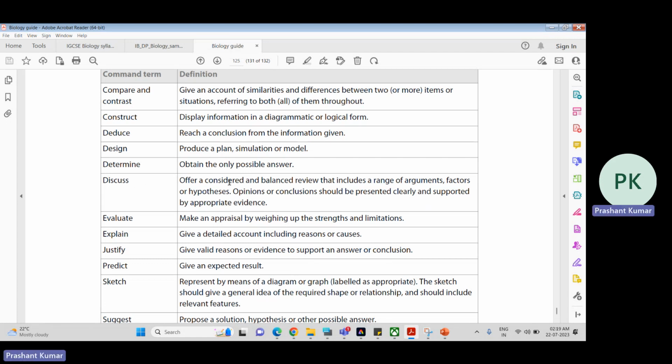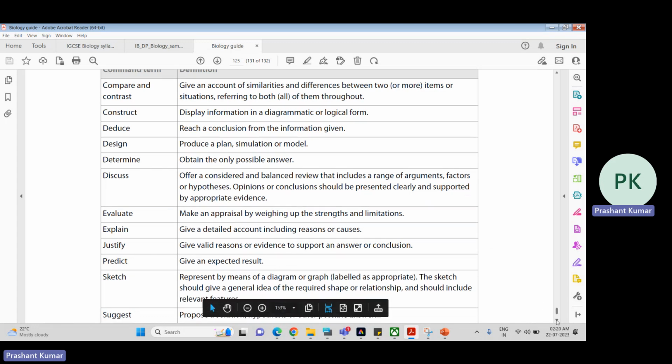When we say discuss, offer a considered and balanced review that includes a range of arguments, factors, or hypotheses. You can also discuss the opinion, the outcome of the results or conclusion in a very supportive way by giving all the evidence. Evaluate: make an appraisal by weighing up strengths and limitations. Explain: give a detailed account, including reasons or causes why it is happening. Justify: give valid reasons or evidence to support your answer or conclusion.